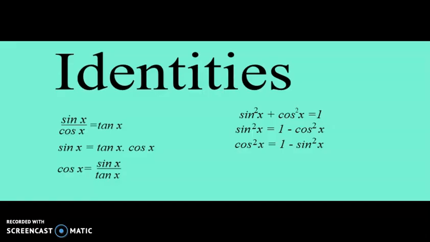Identities that should be in our toolbox is that tan of x is equal to sine of x over cos of x. From there, we can derive that sine of x is equal to tan of x multiplied by cos of x. And likewise, we can derive that cos of x is equal to sine of x divided by tan of x. Sine square x plus cos square x is equal to 1. And from here we can derive that sine square x is 1 minus cos square x. And cos square x is equal to 1 minus sine square x.